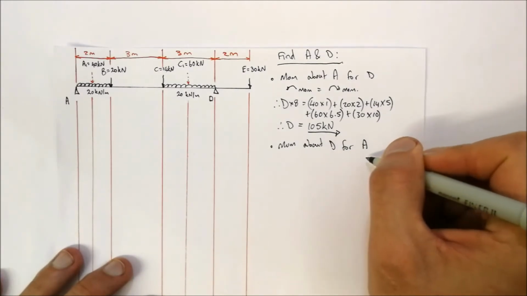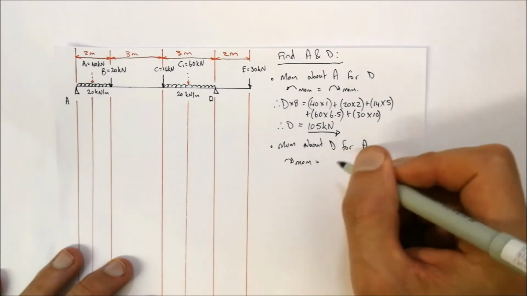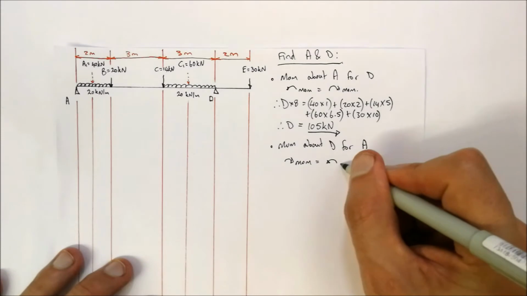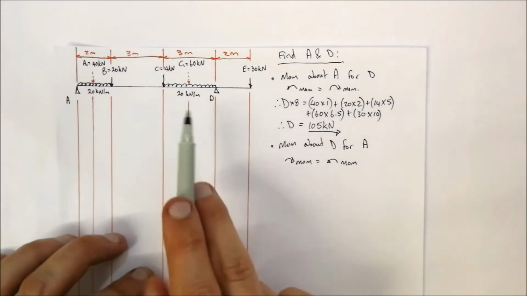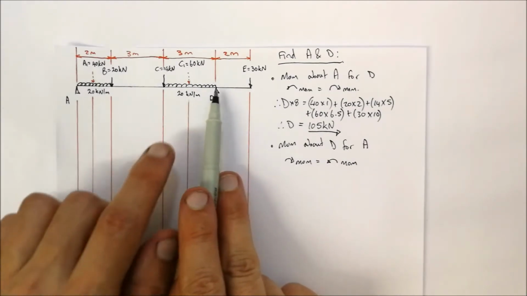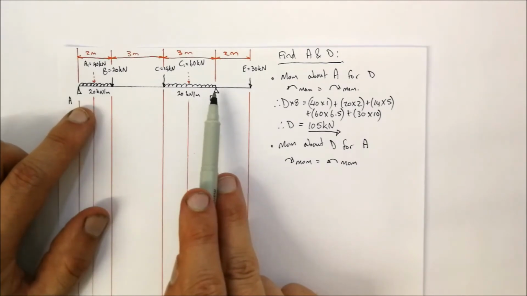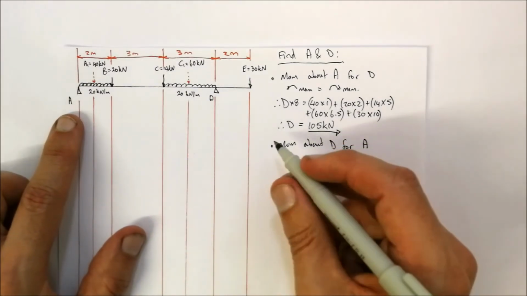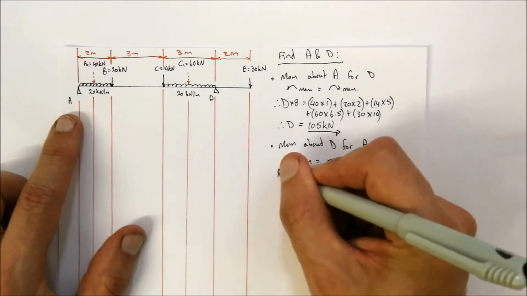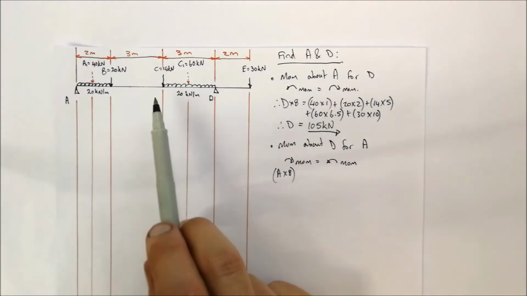Okay, so again we've got our clockwise moments equal to our anti-clockwise moments. If we're taking moments about D, and we look at what forces are going in the clockwise direction, well, we've got A over here, and that is what distance away? 3 plus 3 is 6, plus another 2 is 8 meters away. So therefore A multiplied by 8.